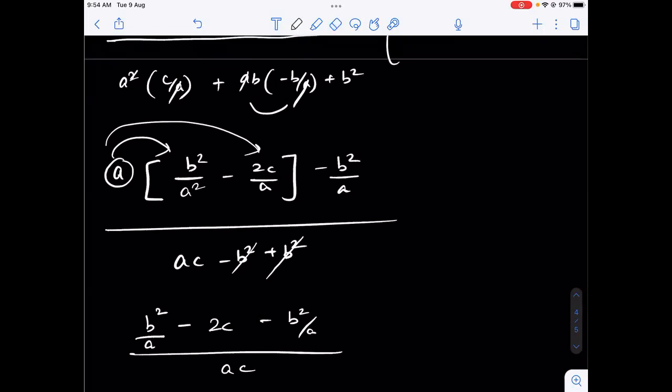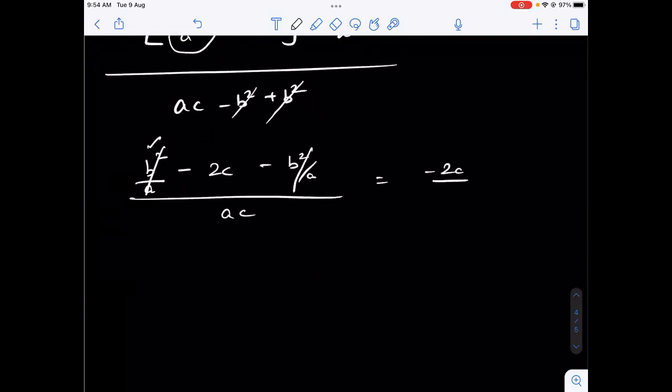Am I clear with this step? So a into b square by a square is b square by a, minus 2 into c by a into a is 2c, minus b square by a. Cancel and this is gone. So minus 2c divided by ac. c and c are gone. Answer is minus 2 by a. Is there an option? Option D is the right answer.